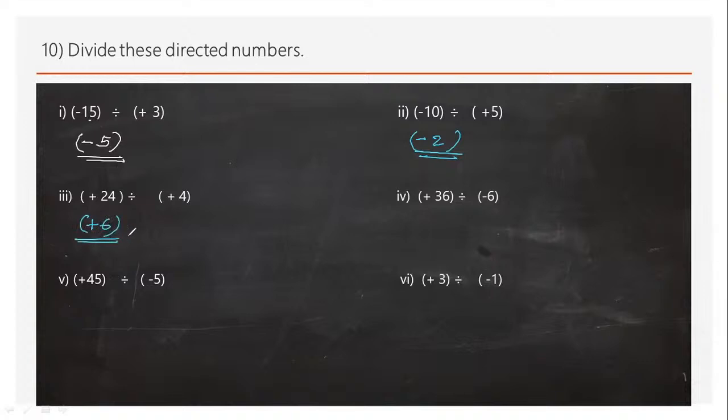Next one. Plus divided by minus is minus, 36 divided by 6 is 6. Minus 6. 45 divided by minus, minus, 45 divided by 5 is 9. Minus 9. Plus 3 divided by minus, minus, 3 divided by 1 is 3. Minus 3. Sixth one, minus 3.